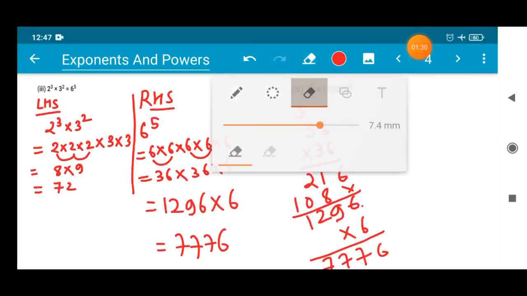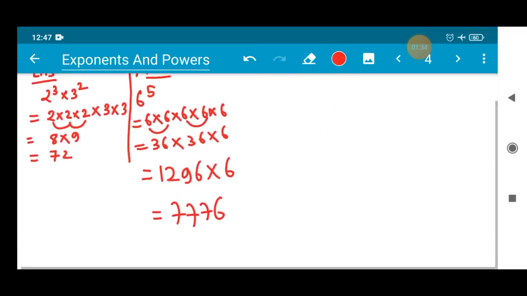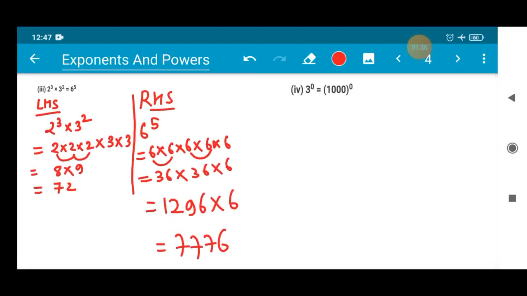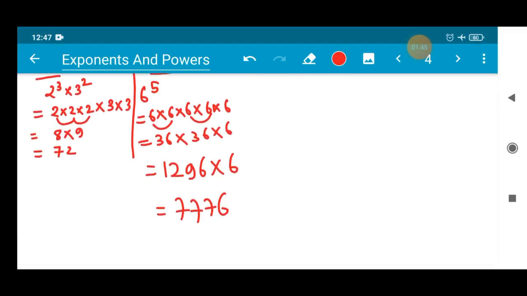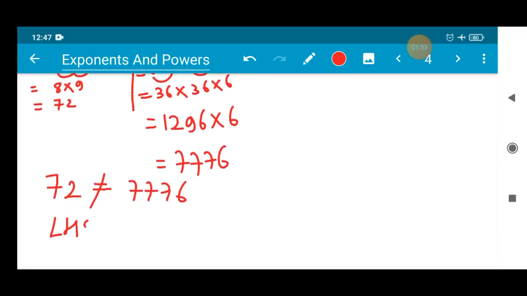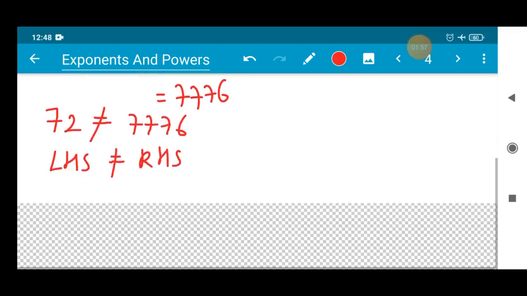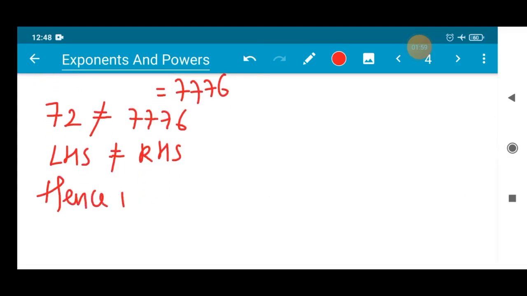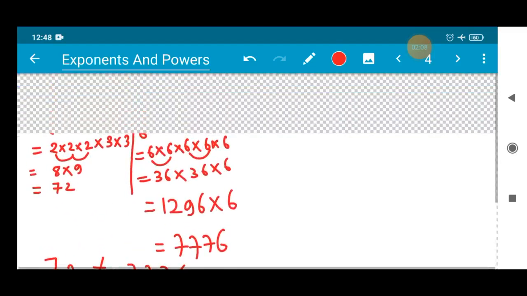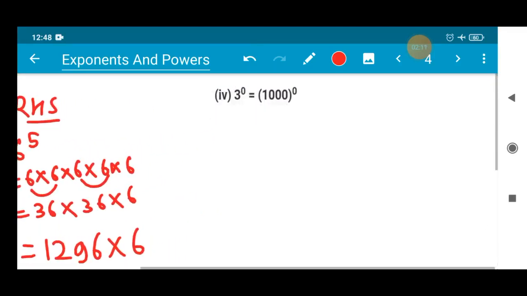So what do you have to say for this? As they are not equal, right? 7776 is far greater than 2 cube into 3 square, the value which we got is 72, right? So we will write that 72 is not equal to 7776. That is, LHS is not equal to RHS. Hence it is false, right? If suppose this was the same on both the sides, then we could have said it is true. Okay, the next one, proceeding to the last one, that is number 4.